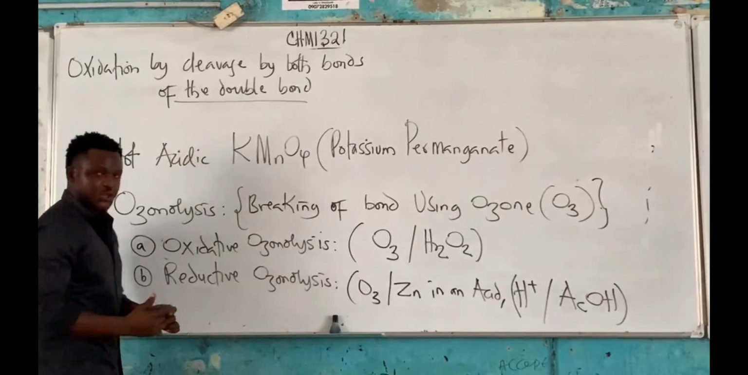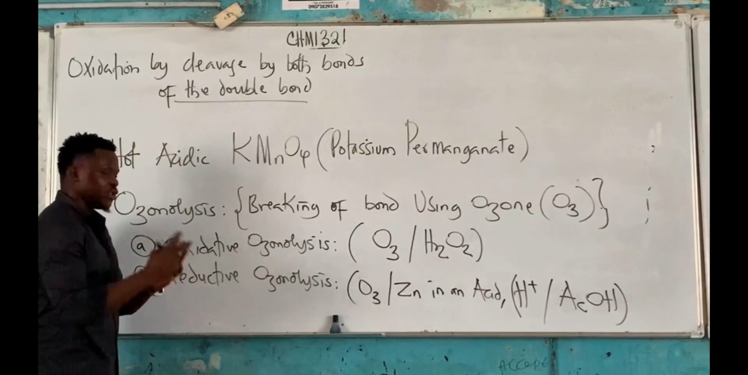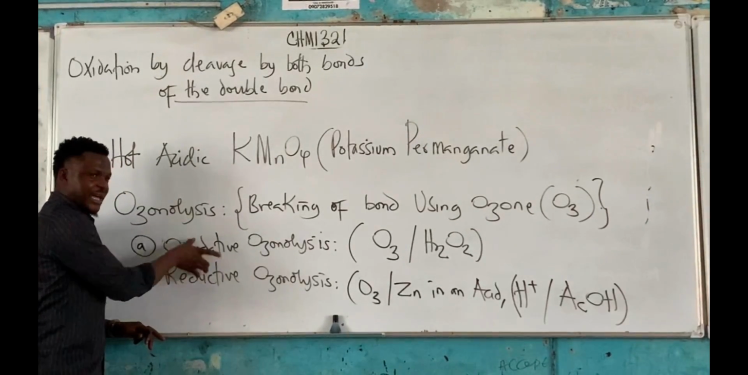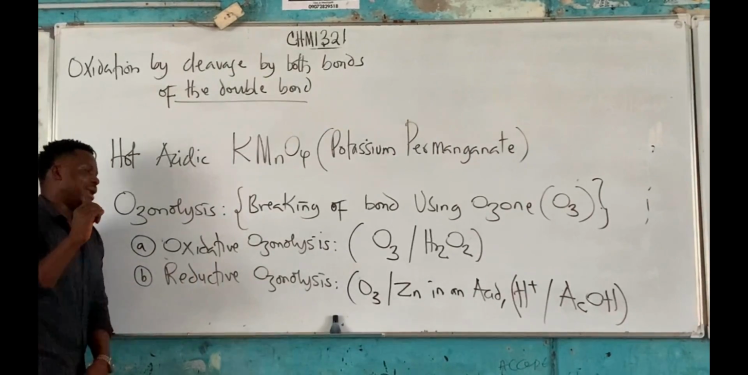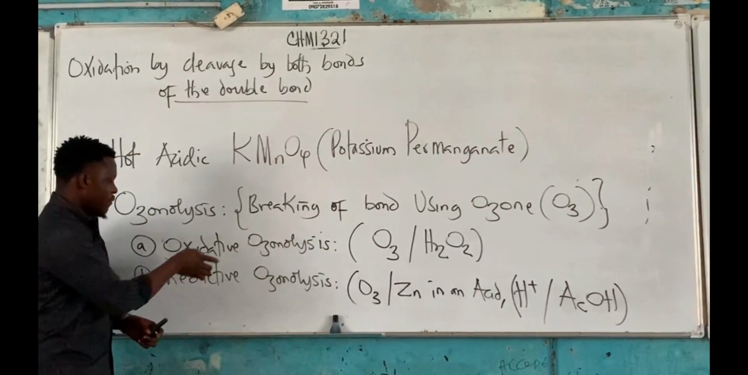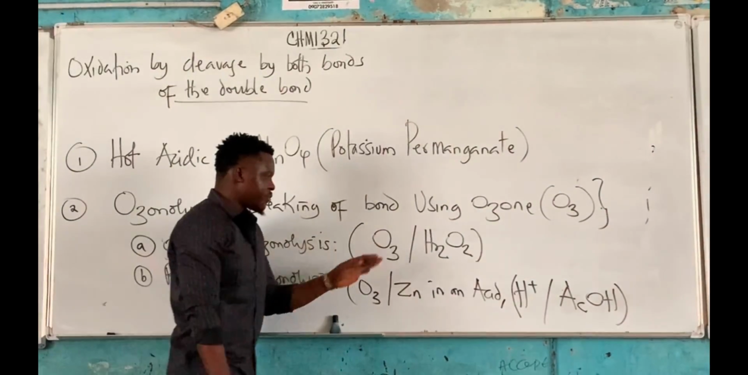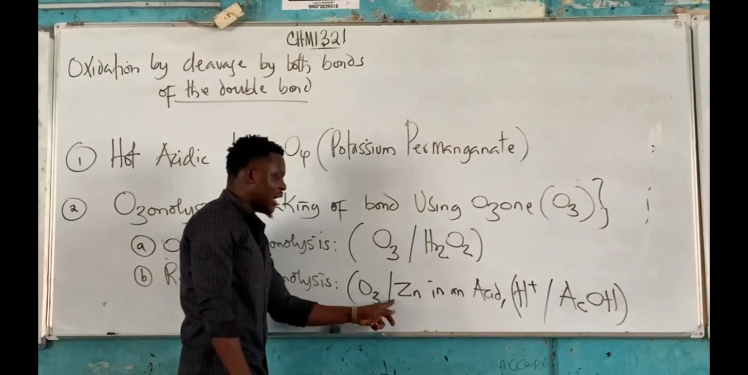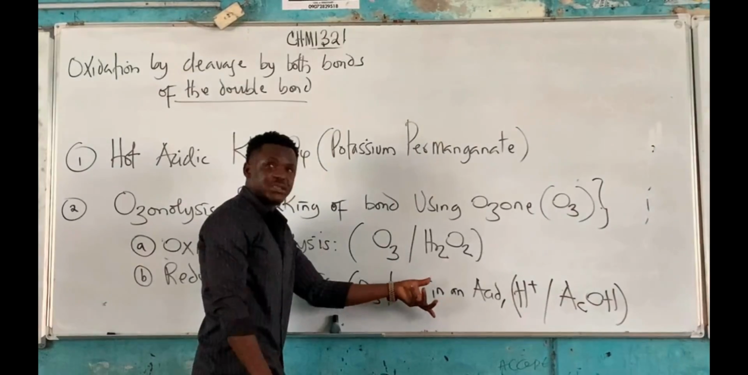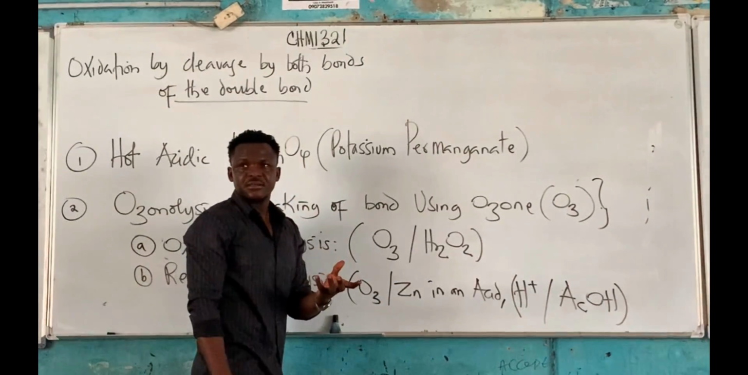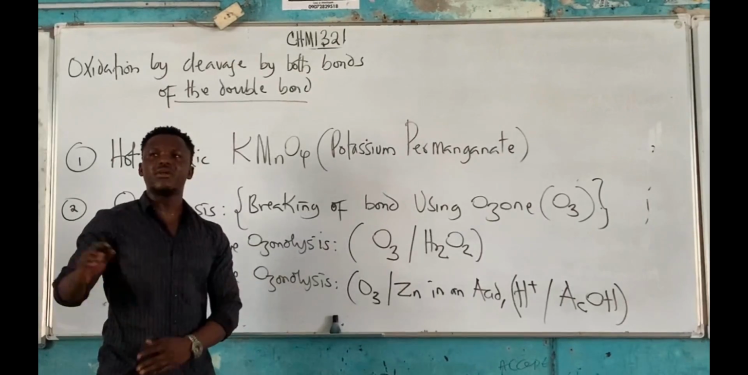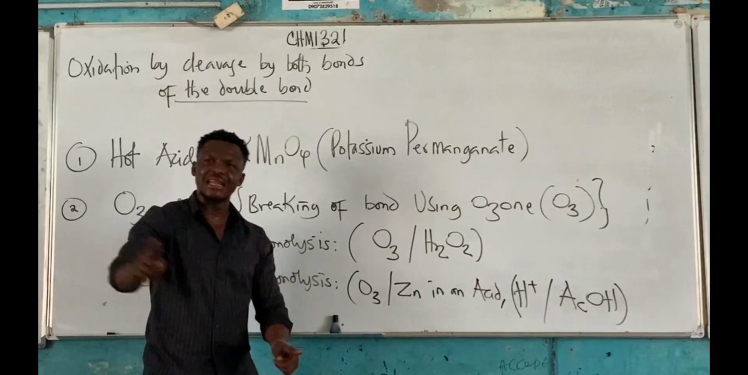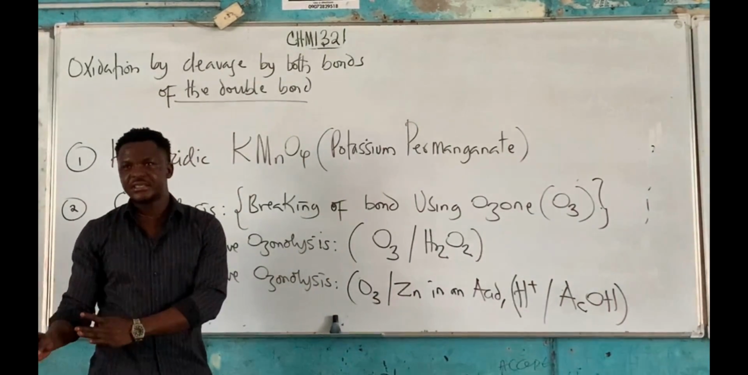Breaking of bond using ozone. This can be carried out in two ways: oxidative cleavage and reductive cleavage. You're not going to see this inside your passbooks or inside your material, but I thought it's okay for me to say this so that you know the difference between O3/H2O2 and O3/zinc in an acid. They can give us this directly, or they can use word format: give the product of a reaction when an alkene is treated with ozone followed by treatment with zinc in an acid. That is reductive ozonolysis.